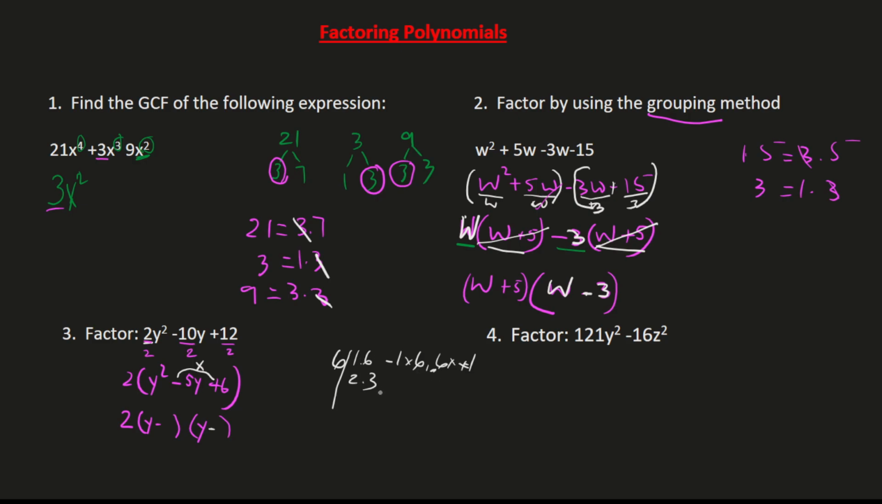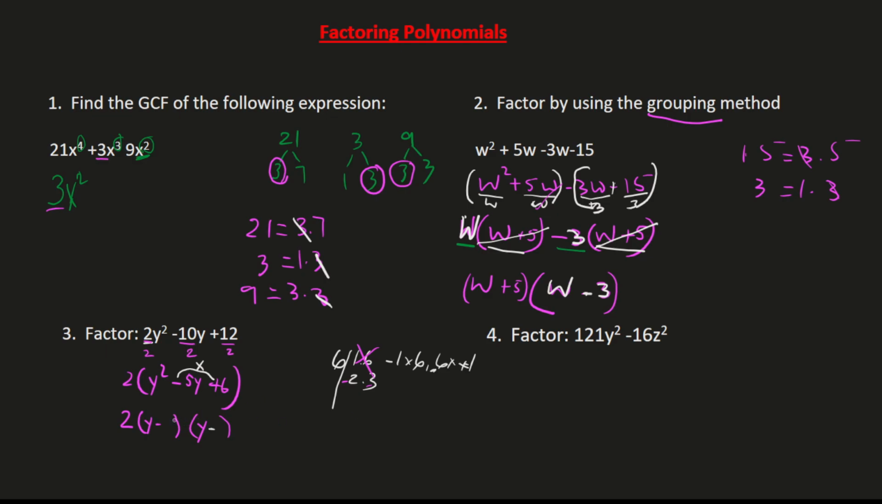2 and 3 will work, because 2 plus 3 is 5, we agree, but the sign is negative. So both numbers here have to be negative, so when we add them up, we get minus 5. So we get minus 2 and minus 3. Minus 2 plus minus 3 is minus 5. This pair doesn't work. So this is the pair that works: minus 2 and minus 3.